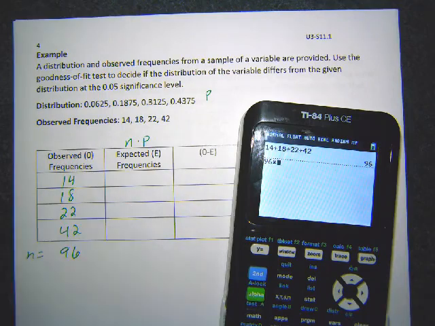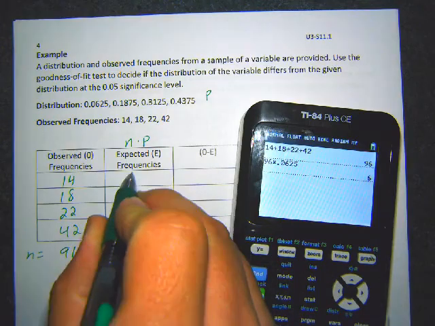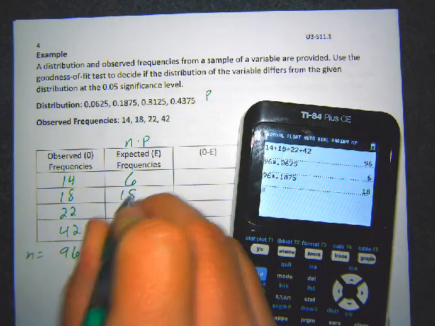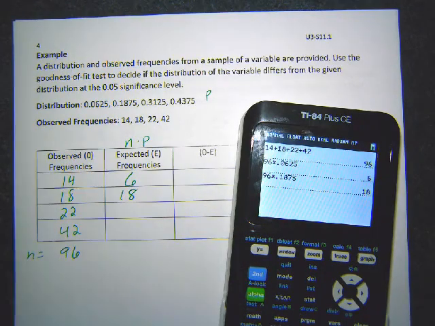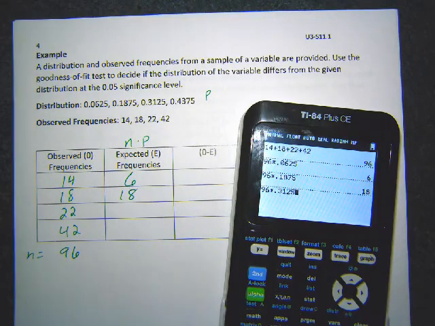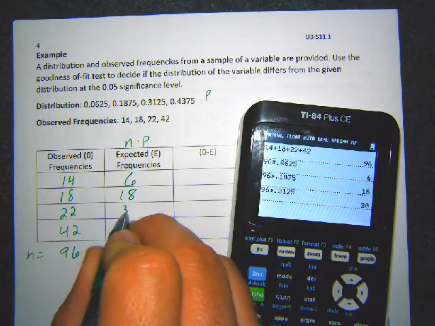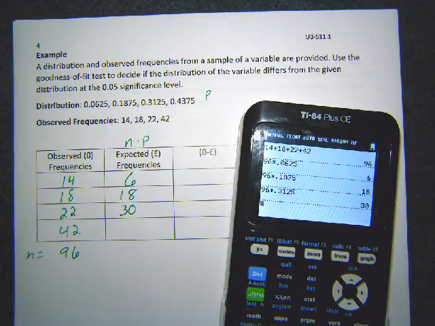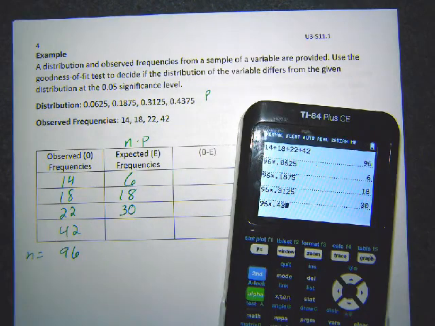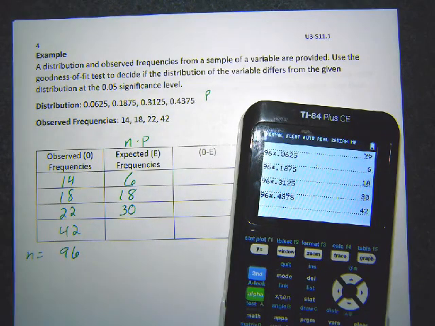0.0625. So that first one should be 6. 96 times 0.1875. That should be 18. It actually was 18, so that's pretty close to what they were expecting. Next one, I'm going to do 96 times 0.3125. That should give me 30. And then the next one, I have 96 times 0.4375. So we got 42 for that one.